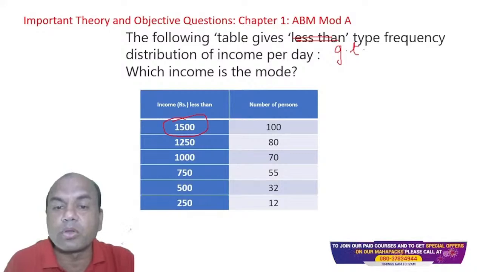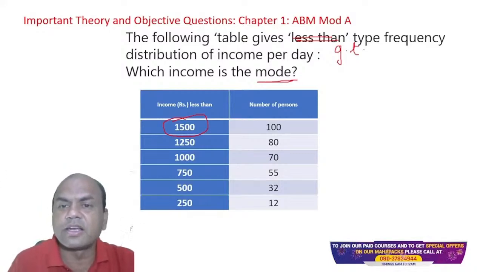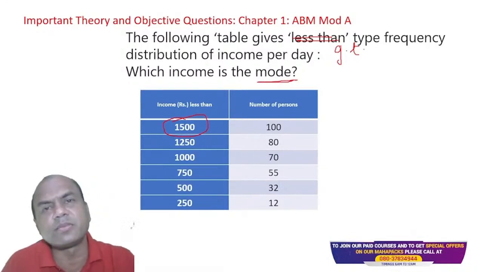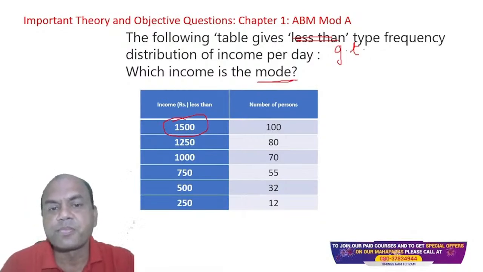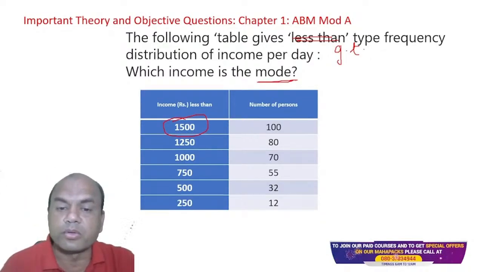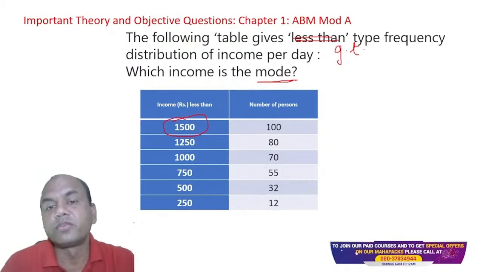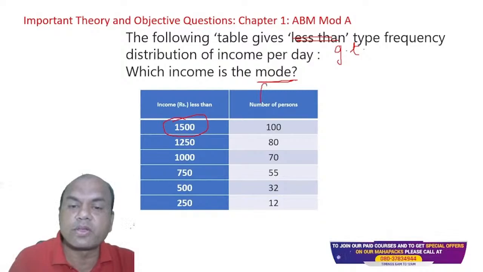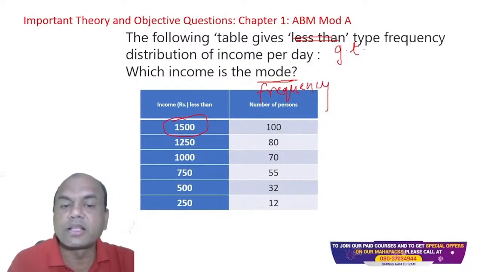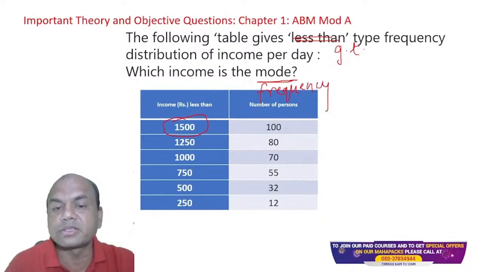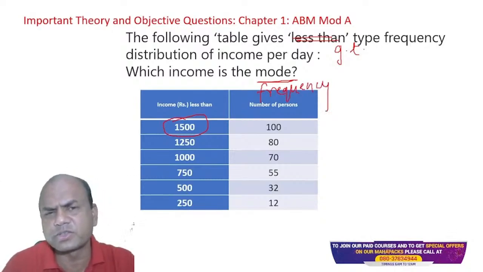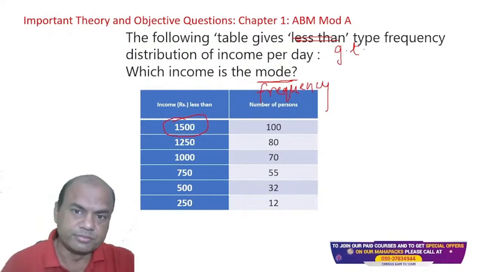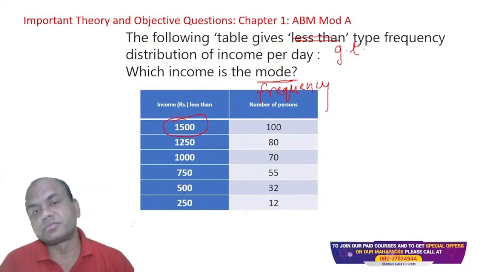What is the income mode? Now the question is different. Let it be less than or greater than, it hardly matters. The question over here is, what is the mode? Firstly, understand the meaning of mode. Here, this is known as frequency. How many persons are having income of 1500? How many persons are having income of 1250? And so on. Okay, what is the mode?